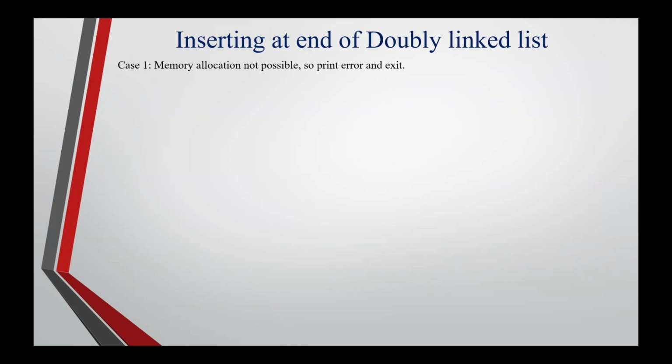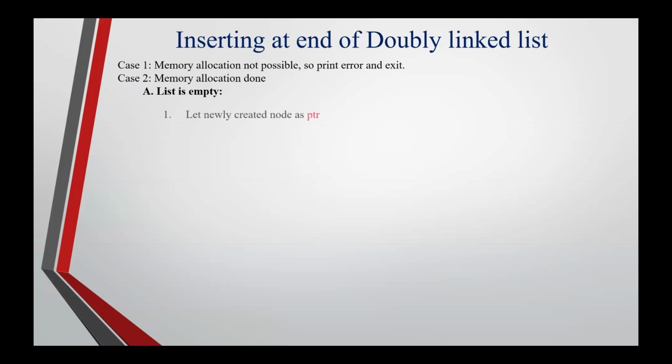Whenever we go for memory allocation, there is a chance whether memory is allocated or not. So we have to use the malloc function in the case of C language for memory allocation. If the memory allocation is not done, then what happens? We have to print the error message and exit. Case 2 means memory allocation is done. Then there are two cases. Either the list is empty, meaning previously there is no data present inside the double linked list, or the list has some elements.